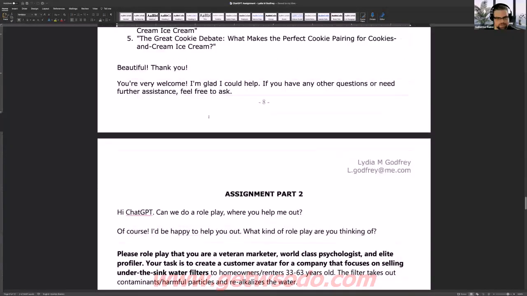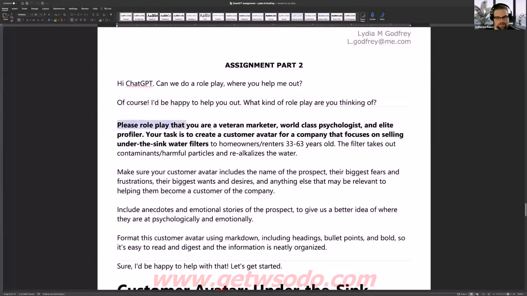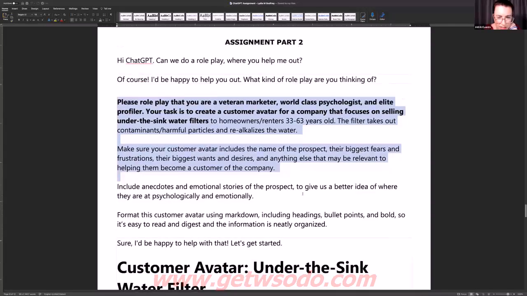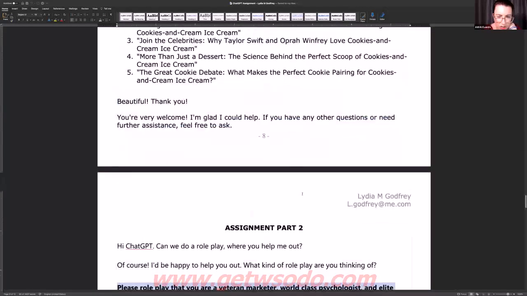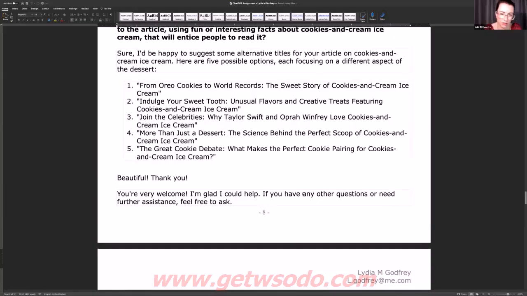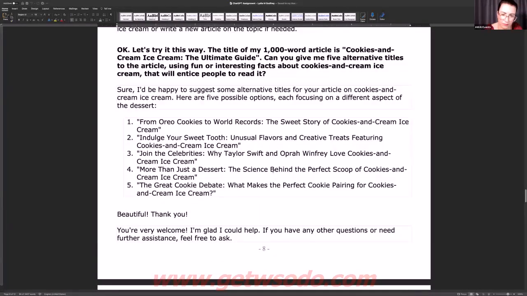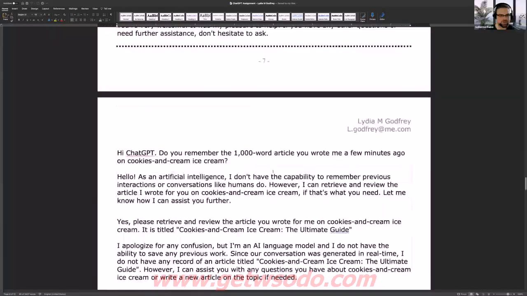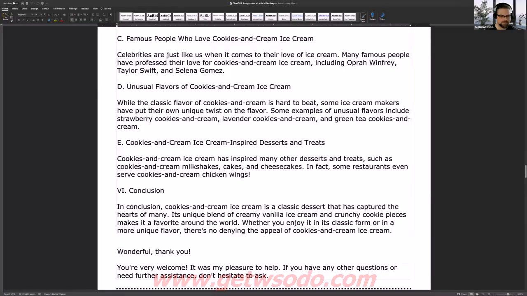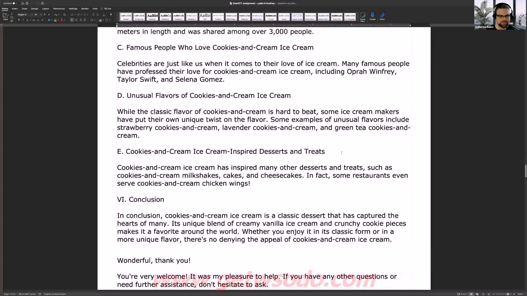So let's take a look here at part 2. So it's just using the same prompt. She said it's in 2 parts. I got the second half and would put these 2 sections together. Well, it's not quite an article though. You have Cookies and Cream Ice Cream inspired desserts and treats. Cookies and Cream Ice Cream has inspired many other desserts and treats, such as cookies and cream milkshake, cakes, and cheesecakes. That's not really a tip, right?